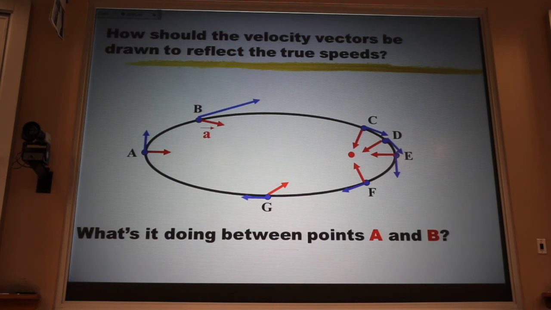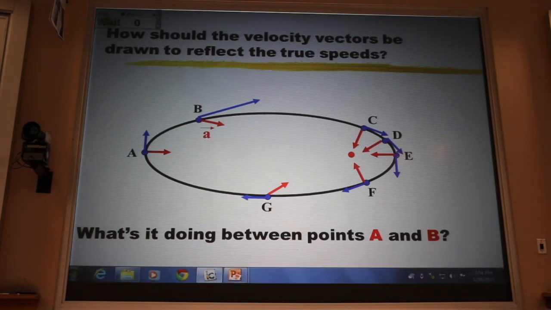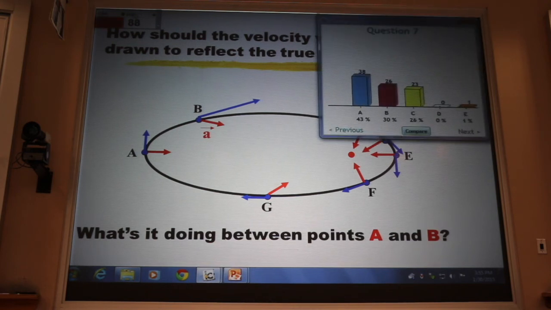Okay, with your clicker, people. The magnitude of the vector in C is greater than, less than, or equal to the magnitude of the vector at B. Should I draw C longer, shorter, or the same as B? Really quick. Okay, last call. Whoa, we don't know. We really don't know.